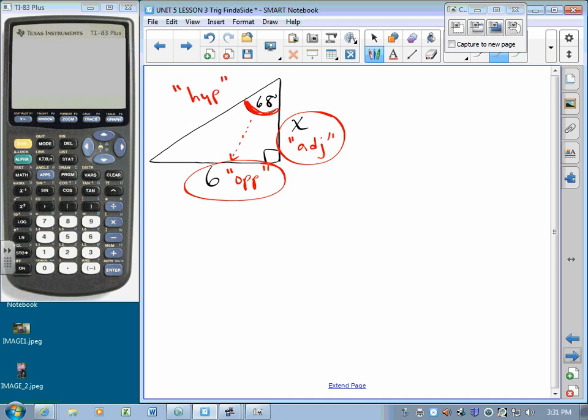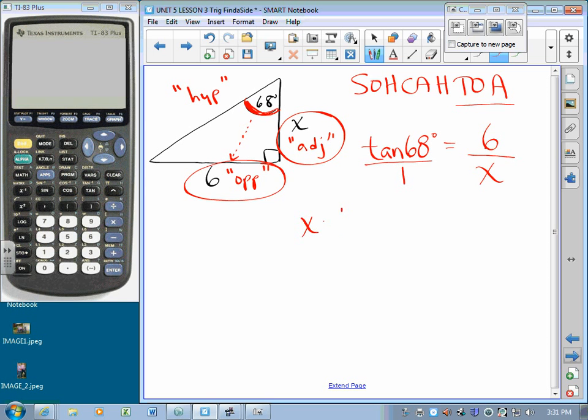So I have in my problem opposite and adjacent. And if I have opposite and adjacent, that is a tangent problem. Tangent of what? Well, the tangent of 68 degrees. Now, is it 6 over x, or is it x over 6? Well, I've got to go opposite over adjacent. That's 6 over x. So I want to know what x is, so we roughly cross multiply. X times the tangent of 68 degrees is equal to 6, and then we'll divide. So x is 6 divided by tangent 68.